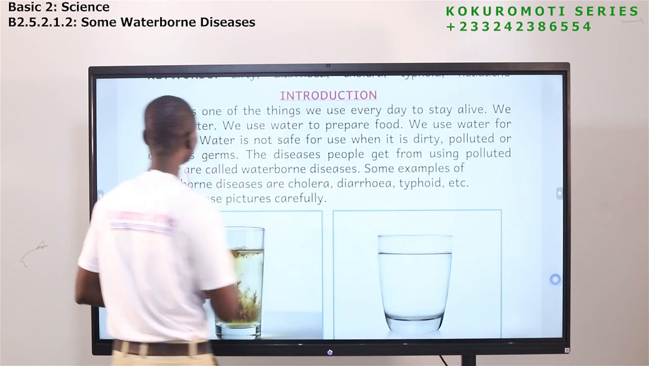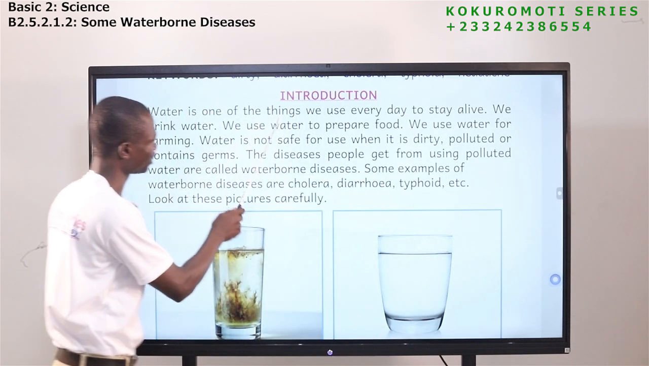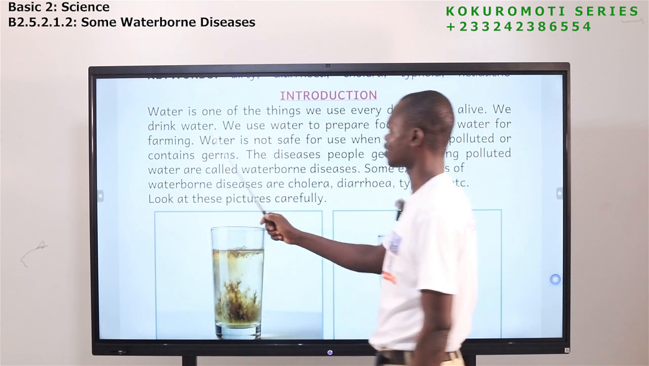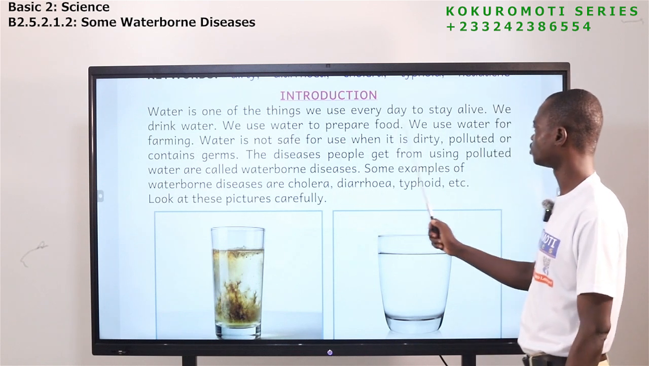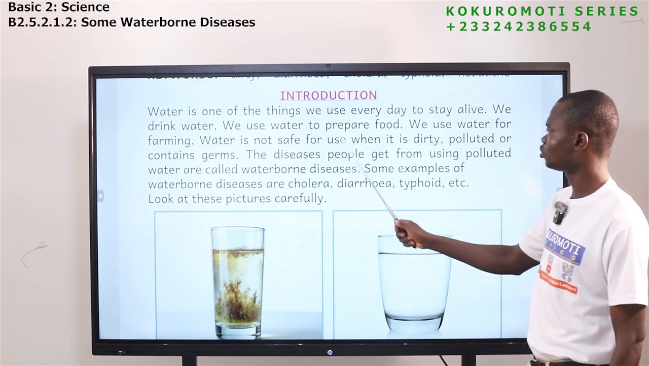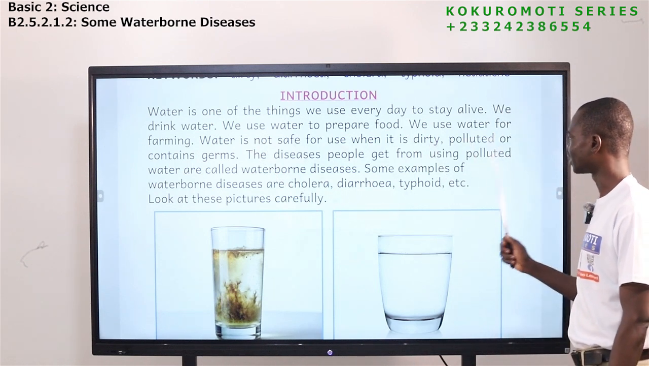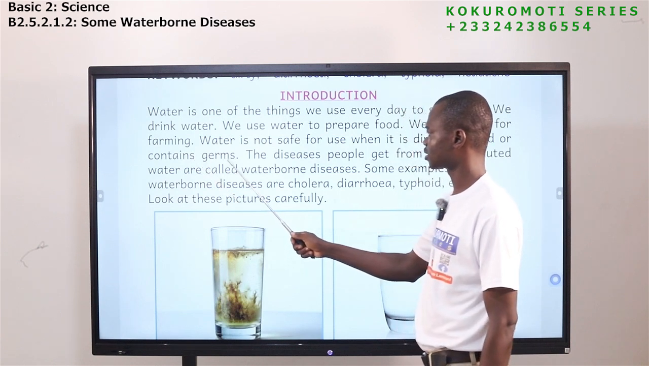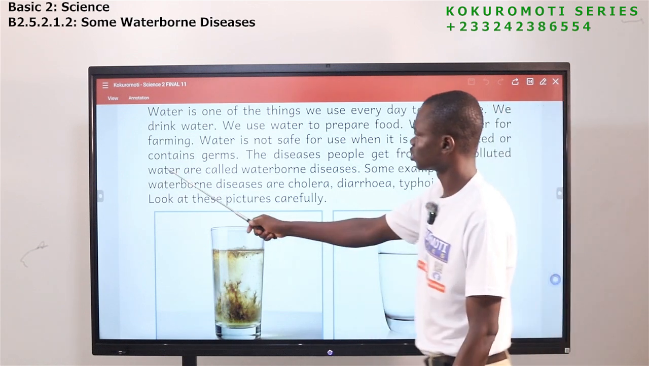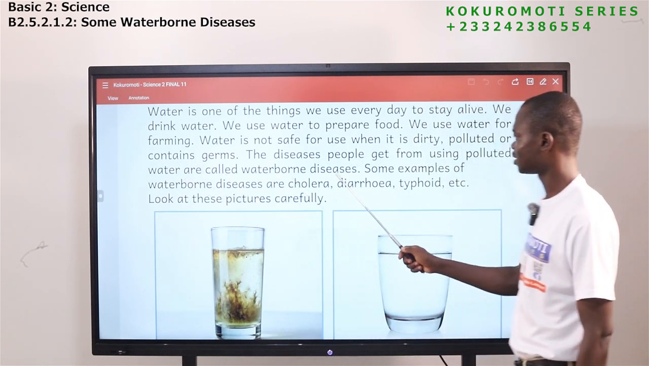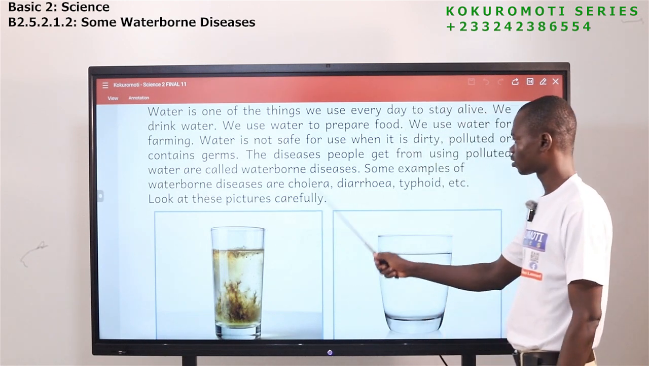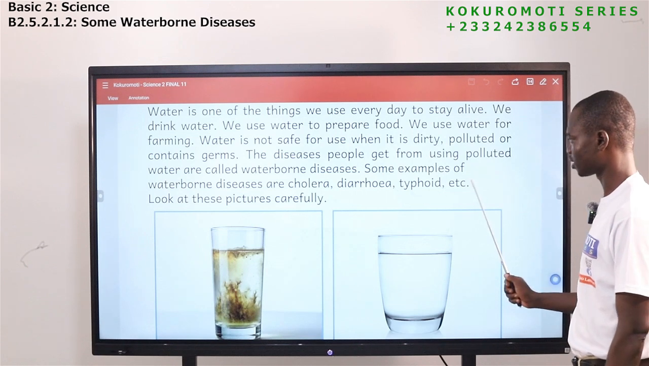Let's continue. Water is one of the things we use every day to stay alive. We drink water, we use water to prepare food, and we use water for farming. Water is not safe for use when it is dirty, polluted, or contains germs. The diseases people get from using polluted water are called waterborne diseases. Some examples are cholera, diarrhea, and typhoid.